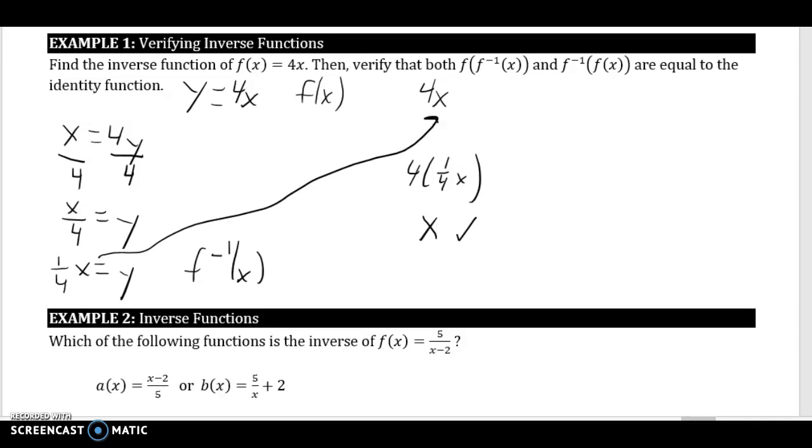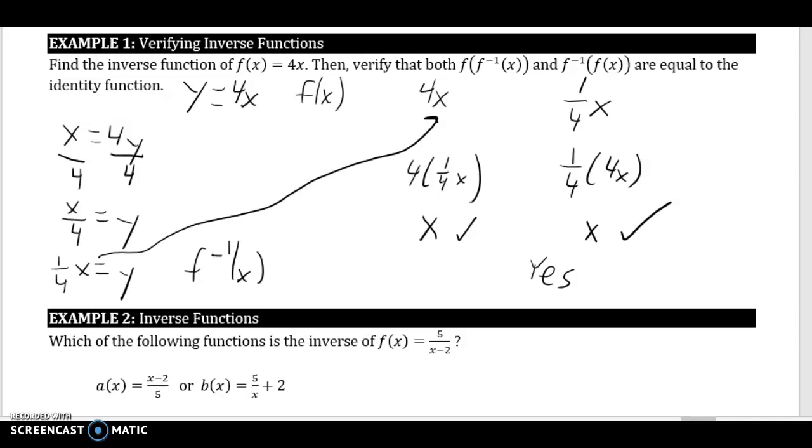Now we got to do it the other way. We got to take 1/4 x and we got to sub in 4x. So that's going to be 1/4 times 4x. So 1/4 times 4 is 1. So it's just x. So they are inverses.